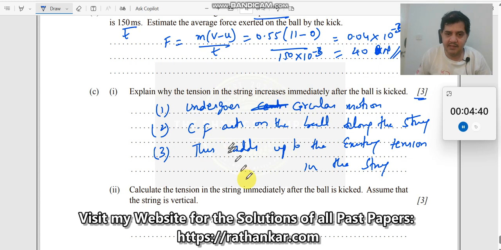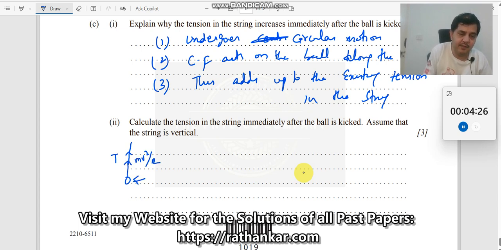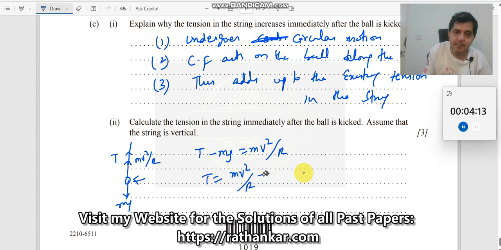Then calculate the tension in the string immediately after the ball is kicked. Assume that the string is vertical. So which means what? You are having tension like this over here, mg is like this over here, and then you are hitting it here like this. So mv square by r will be acting like this over here. So apply your free body diagram. So this is your mg here, and thus you have T minus mg is equal to mv square by r. T should be equal to mv square by r plus mg.